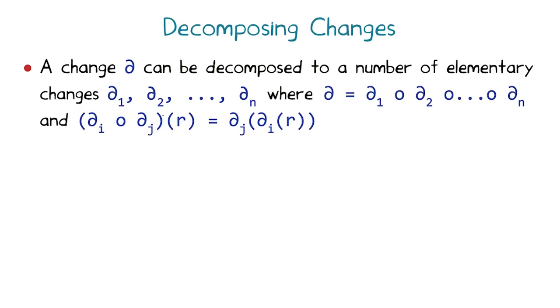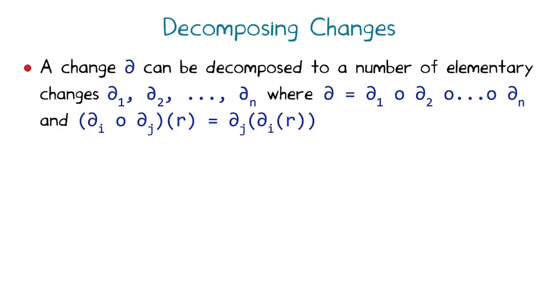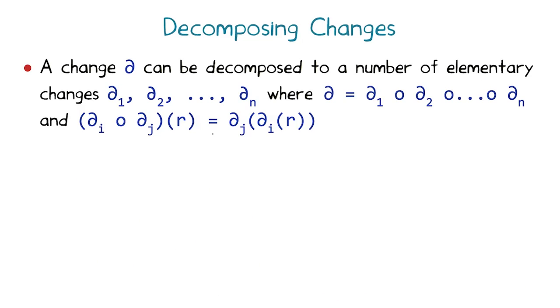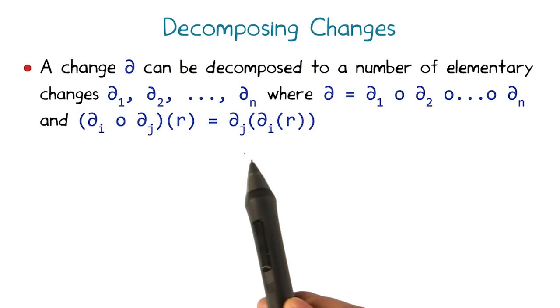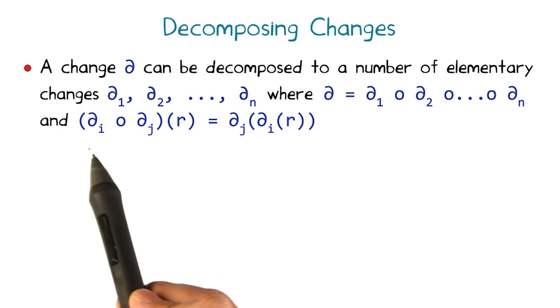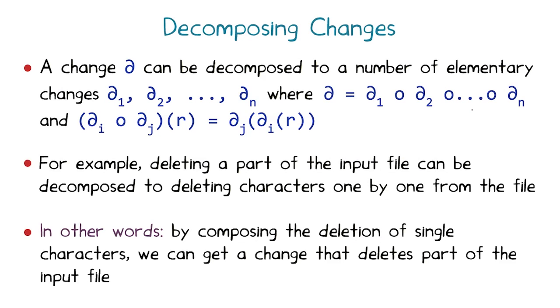We next introduce the concept of decomposing a change function into a number of elementary change functions, such that applying each elementary change in order to the input R has the same effect as applying the original change to the input R all at once. For example, suppose deleting a line from an input file results in a failure. We can decompose this deletion into a sequence of individual character deletions.